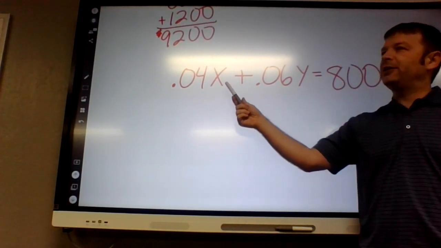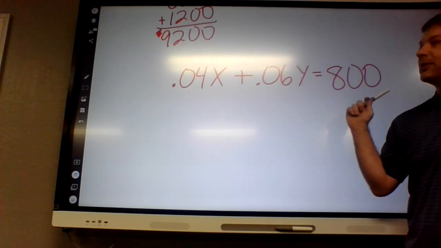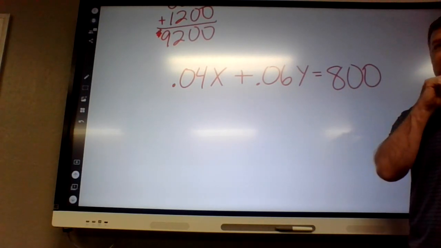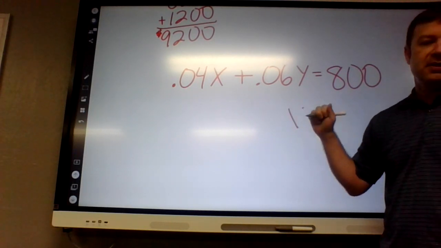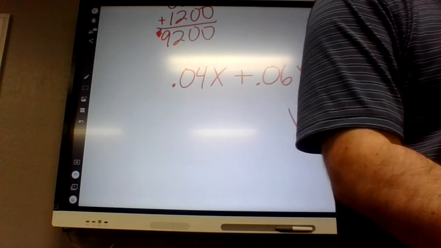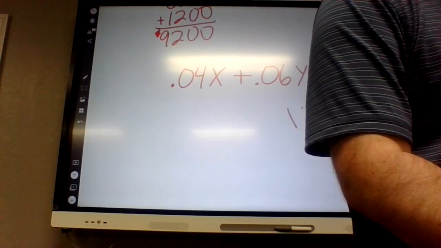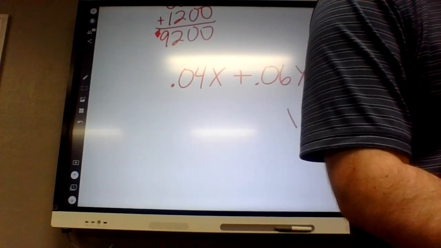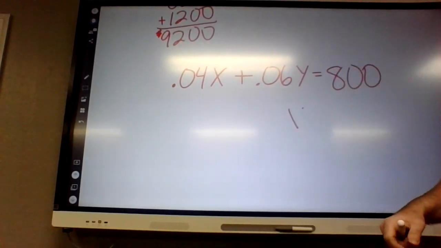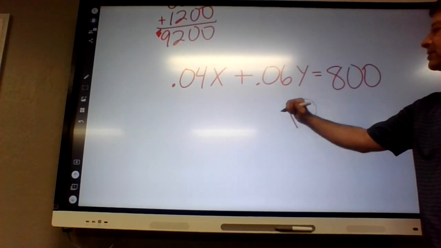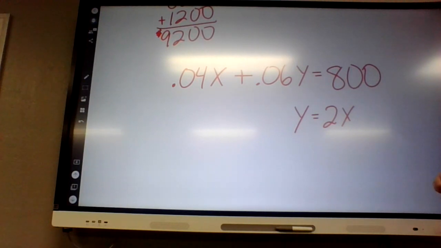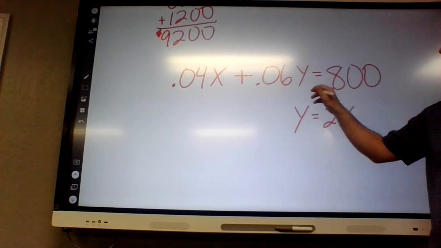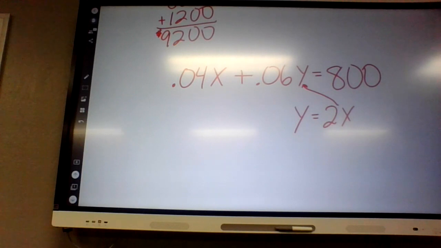All right, is that enough information to figure out what they are? No. But it told us another fact. You guys know what the other fact was? It said, and twice as much in a second. His second investment was twice as big. So the Y investment is 2 times the X investment. Y equals 2X. So plug that in. Remember how we did this earlier, called substitution? You can turn y into 2x.